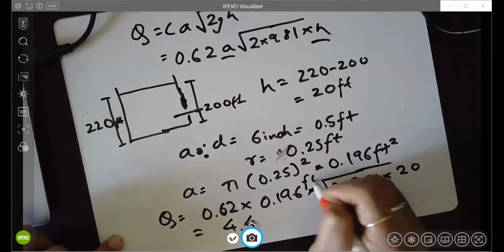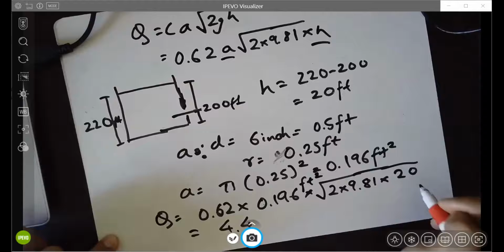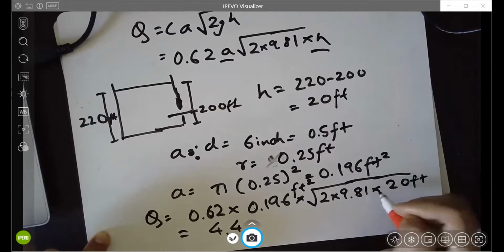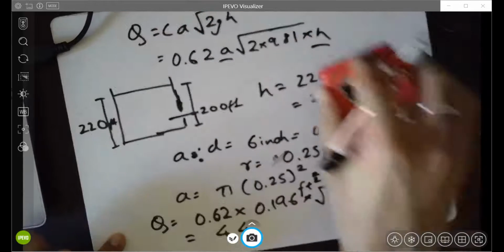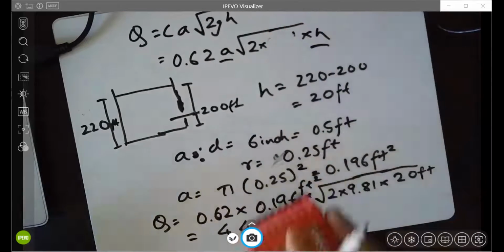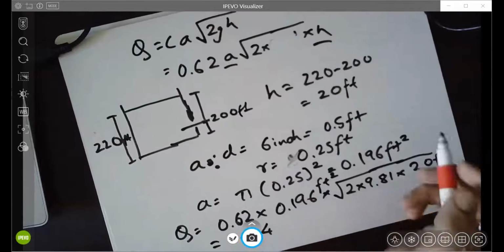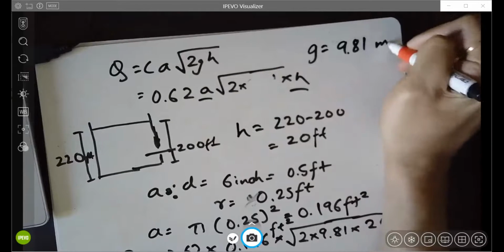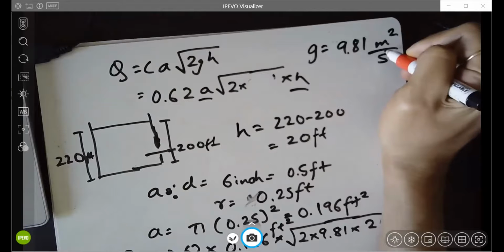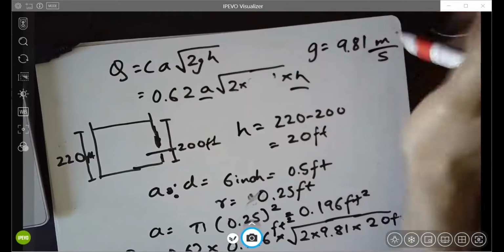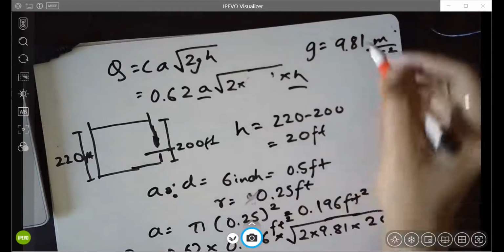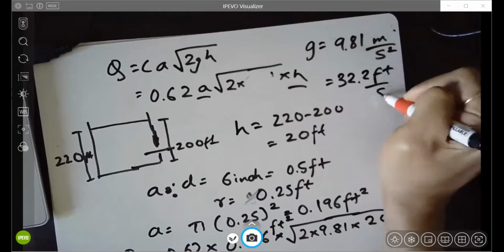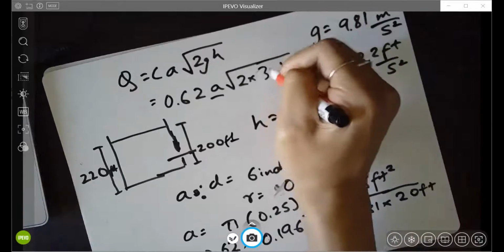This is feet squared. Oh wait, I can't use 9.81. Sorry, it's in feet. See, I make this mistake every time. That's why units are very important. The acceleration of gravity is 9.81 meters per second squared, but what you're doing here is in feet, so you always use 32.2 feet per second squared.